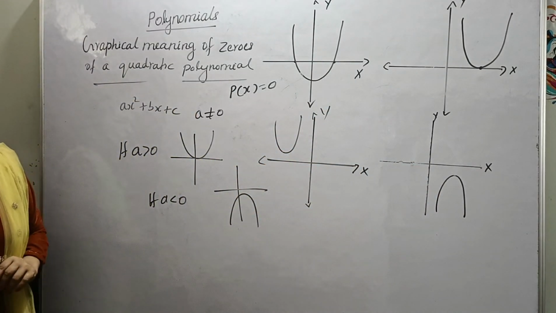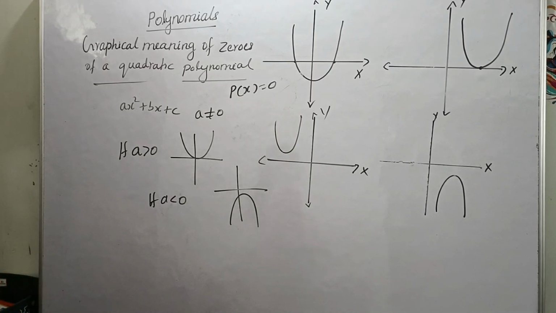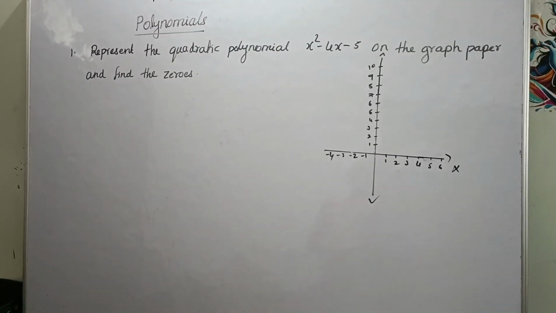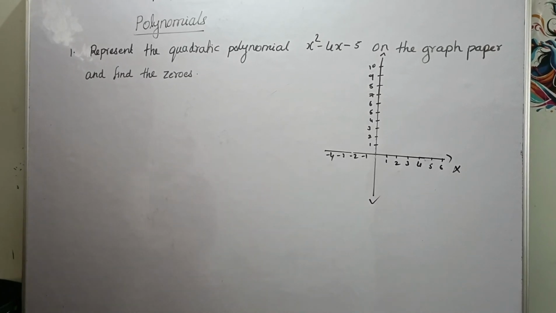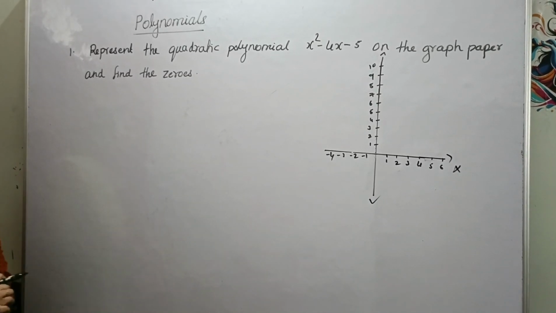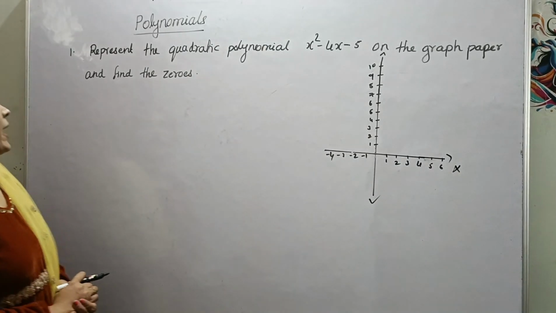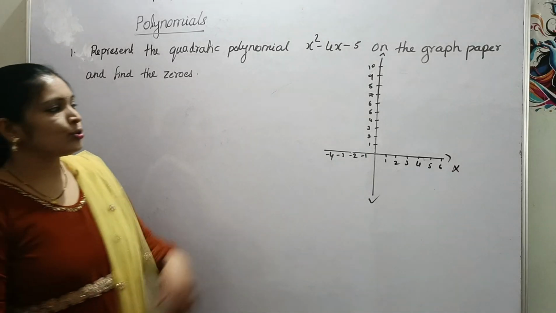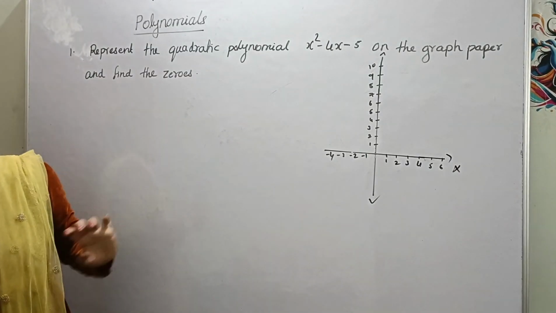Next, let's go through some examples. Let's go through an example. Represent the quadratic polynomial x square minus 4x minus 5 on the graph paper and find the zeros. So here we have to draw the graph. To draw the graph, we have to plot the points.